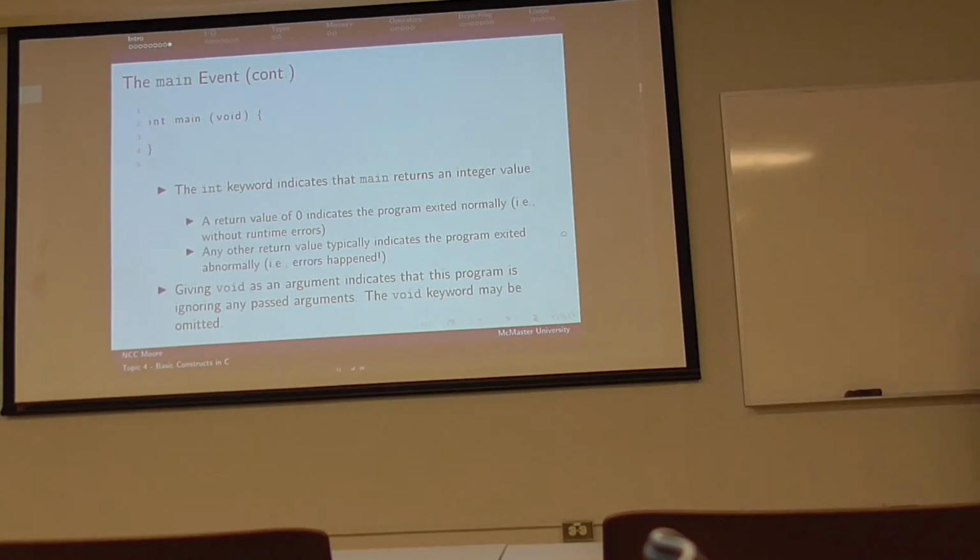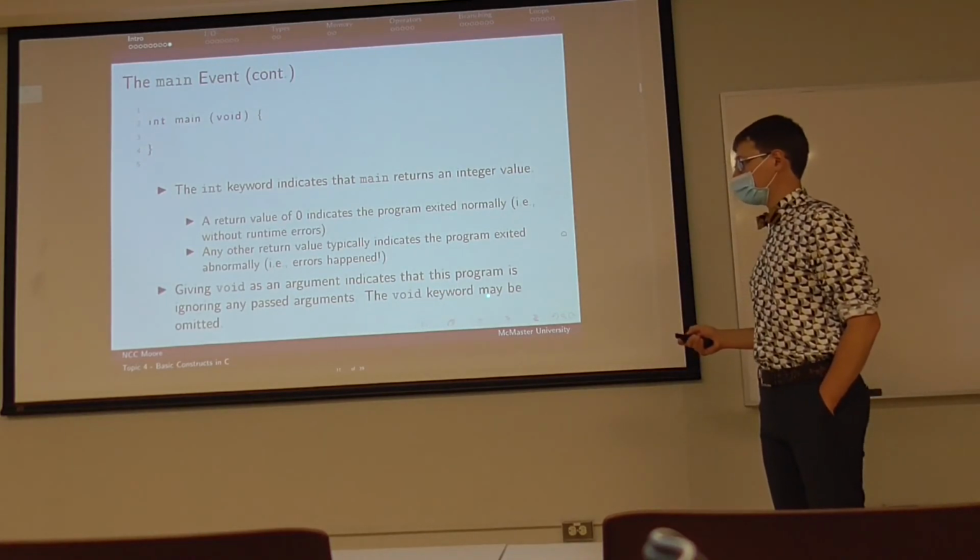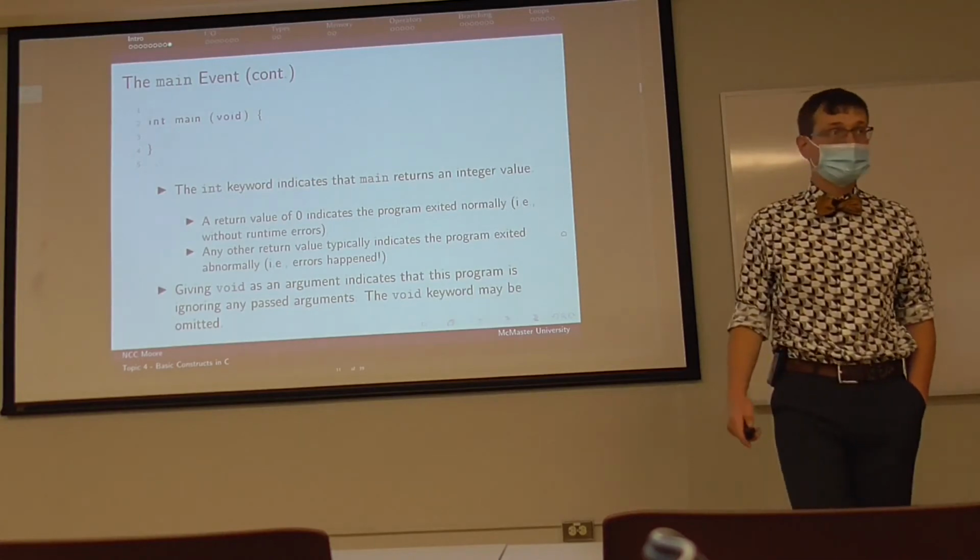These days, most programs are somewhat more verbose. They'll tell you what happened, usually using standard error. Giving void as an argument indicates that this program is ignoring any passed arguments. The void keyword may be omitted.